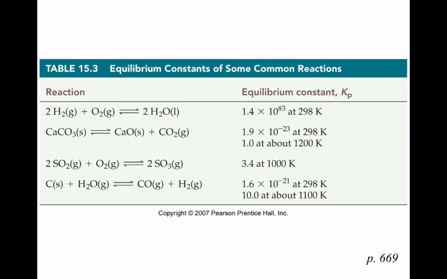So these are some equilibrium constants over here on the right. Check out the first one, 4.1 times 10 to the 83rd. There you go. It really favors the products. The next one, 1.9 times 10 to the negative 23rd, really favors the reactants. The next one is kind of in between, and then we have another one that also favors the reactants.